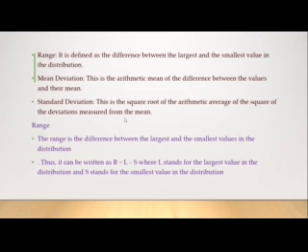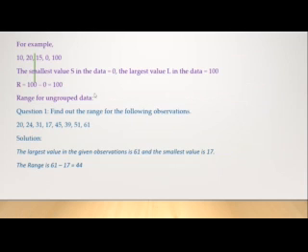So range, as I just told you. How do you find and write it? We can use a formula, R = L - S, where L stands for the largest value in the distribution, and S stands for the smallest value in the distribution. For example, assume that we have data like 10, 20, 15, 0, 100. The smallest value S in the data is 0, and the largest value is 100. So R = 100 - 0, that is 100.